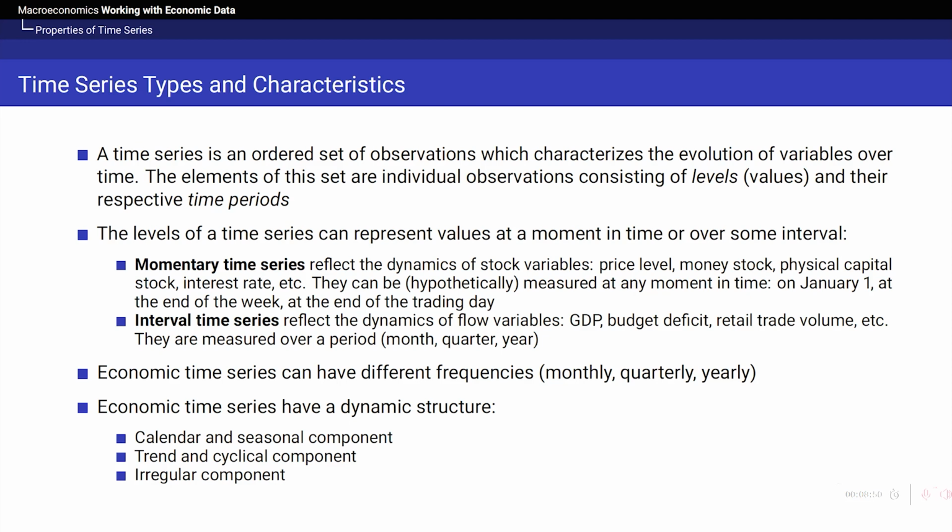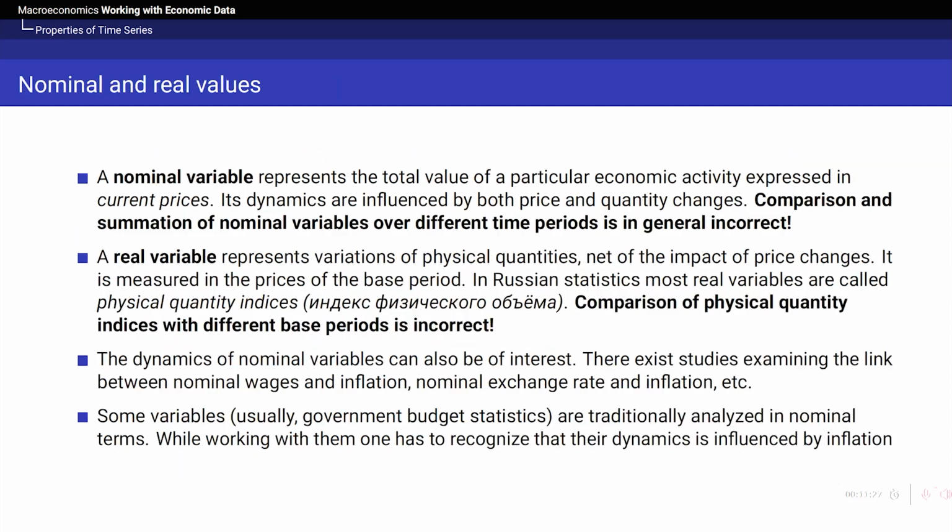Since economic activity is not uniform in different periods, time series are usually said to have a dynamic structure. This means that any time series can be decomposed into a number of subcomponents. Generally, 3 of them are distinguished: the calendar and seasonal component, the trend and cyclical component, and the irregular one. We will come back to the meaning of each component in a couple of slides.